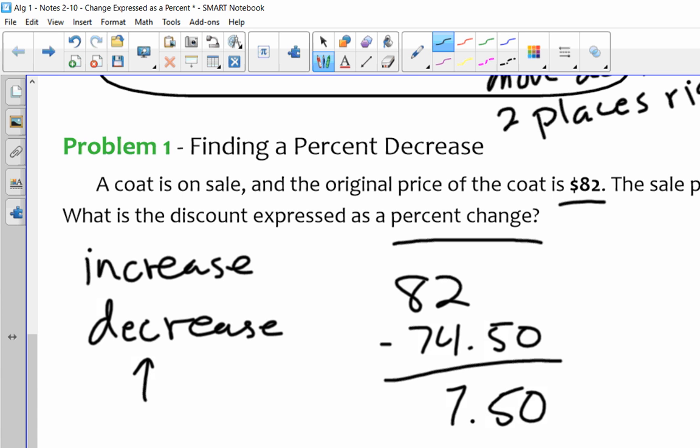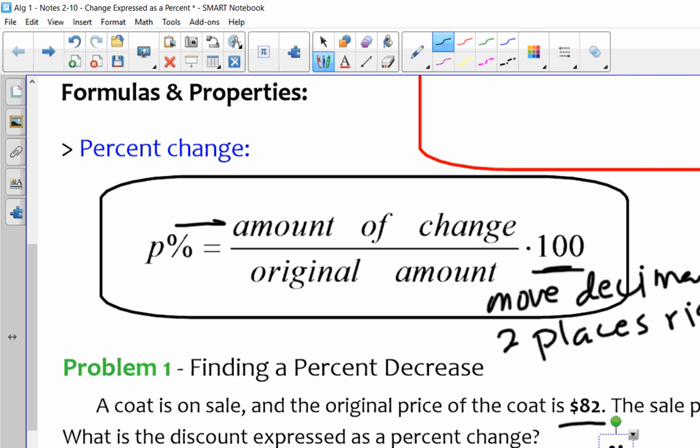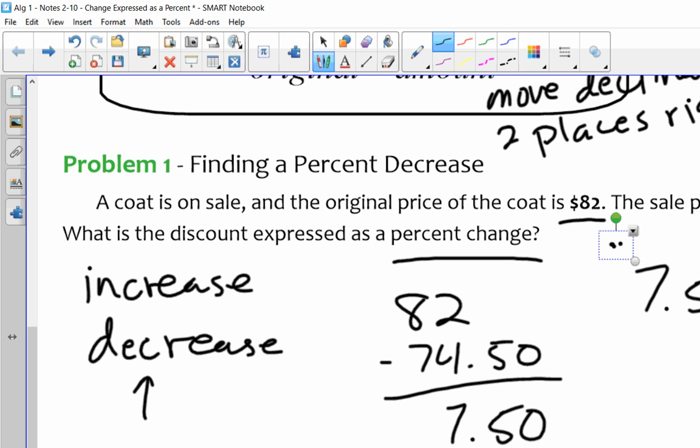But I'm not done because that's not a percent, it's just an amount that it's off. So I have to take the amount of change and put it over the original amount. And that's a division problem, okay? So remember, when I have a fraction, it's a division problem. We've got to be careful here too.